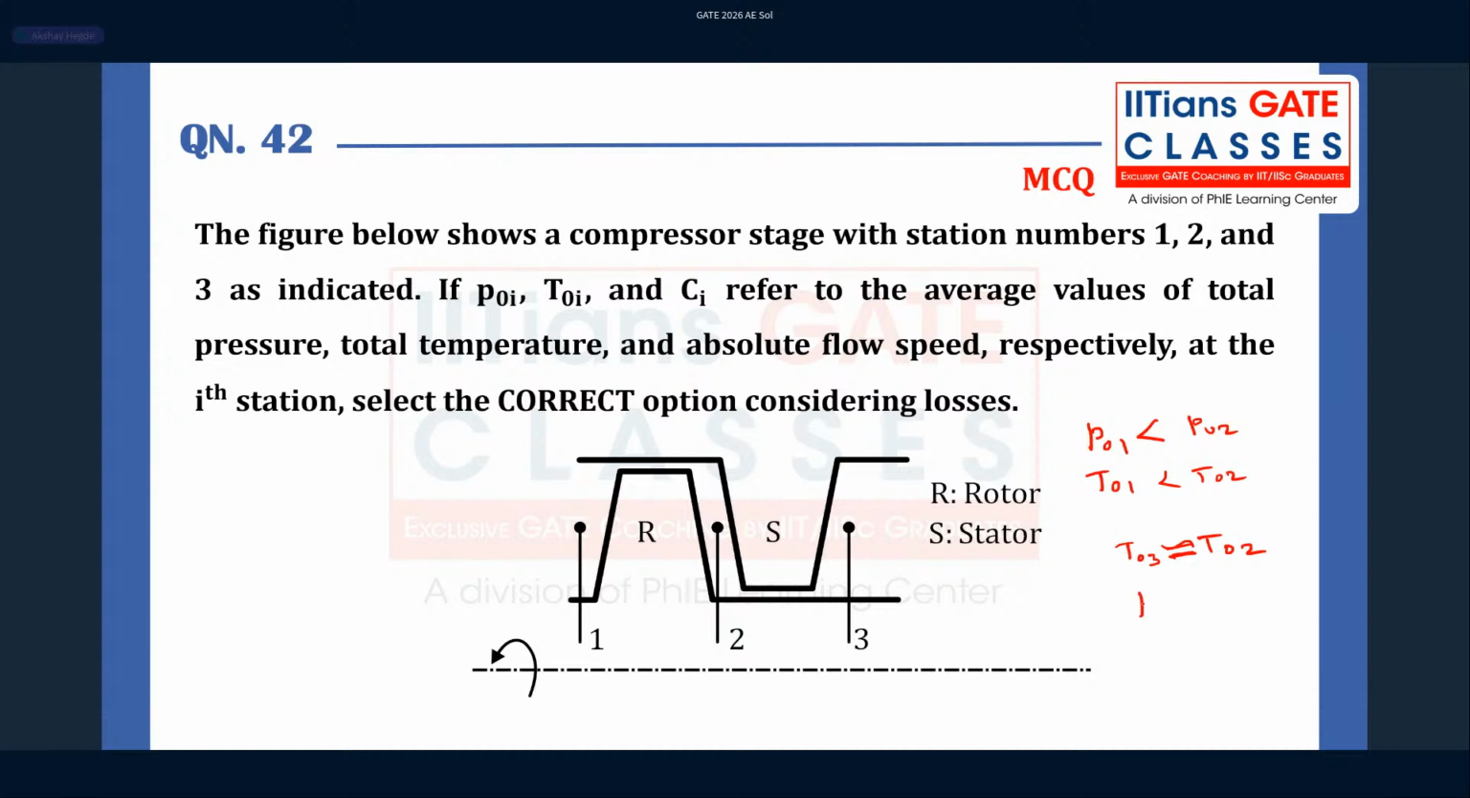So I can have P03 less than or equal to P02. If it is fully isentropic, I will have the condition that they are equal, but since it's adiabatic, it is dropped. So these are the information that we can directly get from the given figure. Now let us look at what are the options that we have.